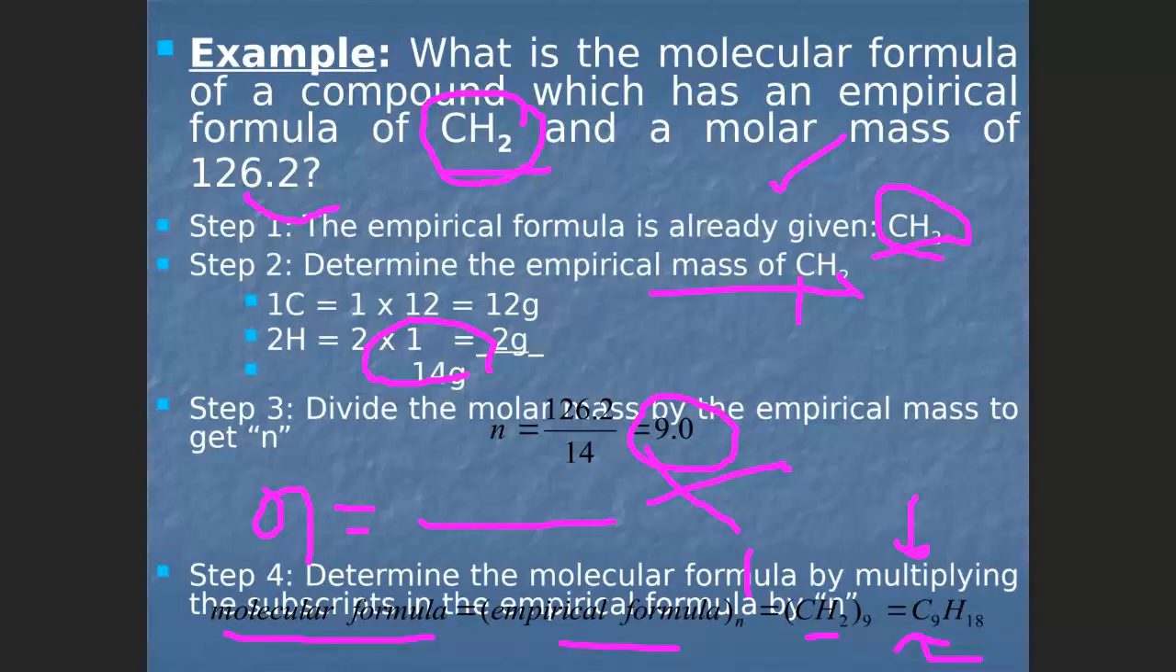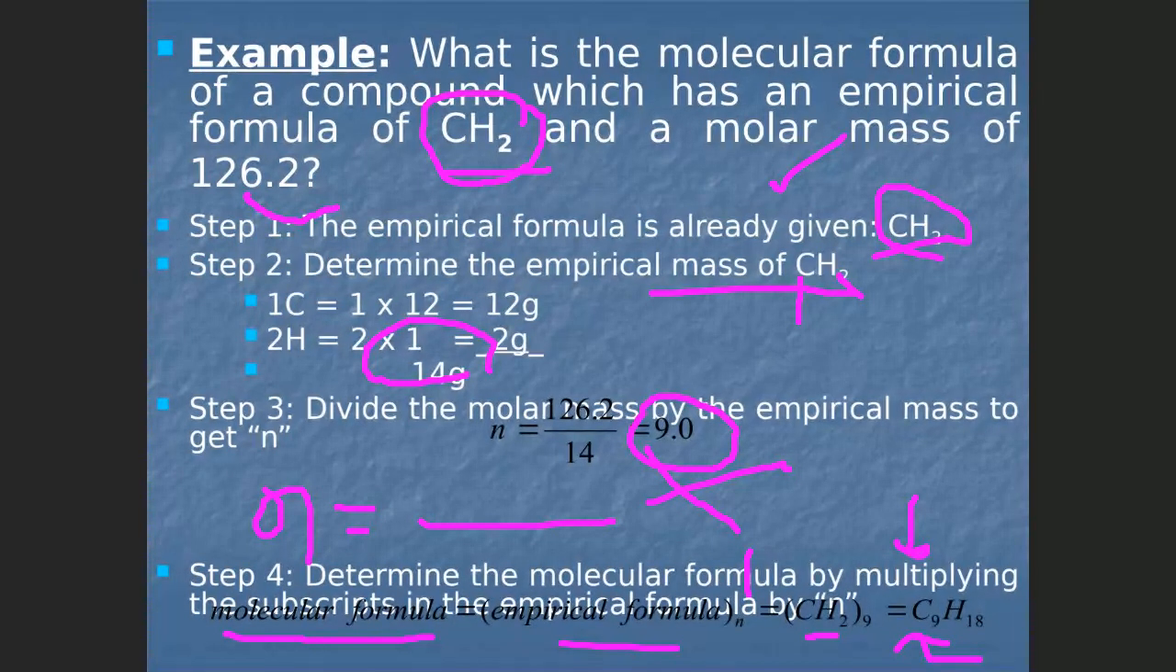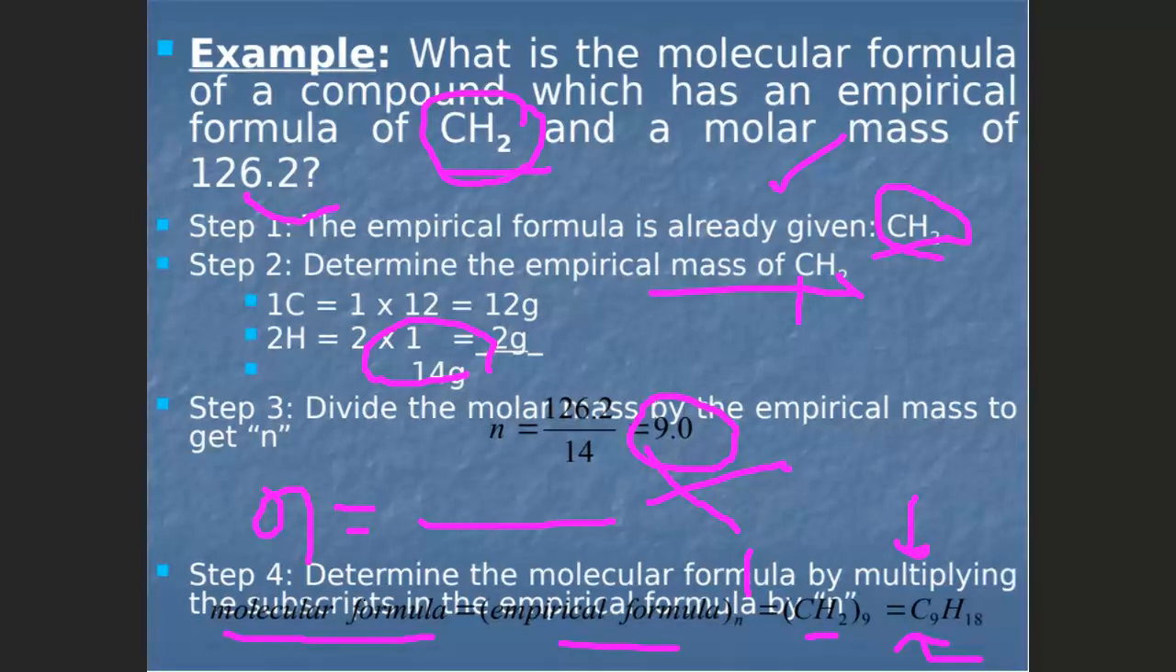So this is the thing: if you need to calculate the molecular formula, first you need to find the empirical formula. If you have your empirical formula, it's very good. Then you have to find the empirical mass, and maybe you will have the molar mass in your question. Then you can calculate n. When you have n, you can calculate the final molecular formula, equal to the empirical formula in parentheses and n. When you put in the n, you will find the true molecular formula.